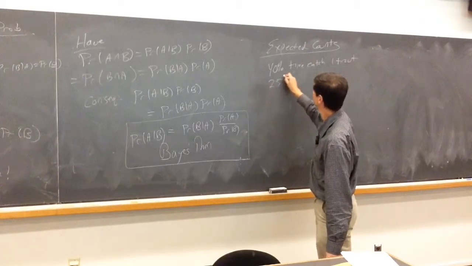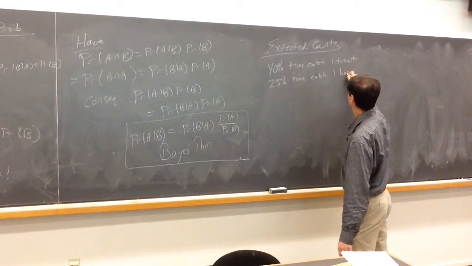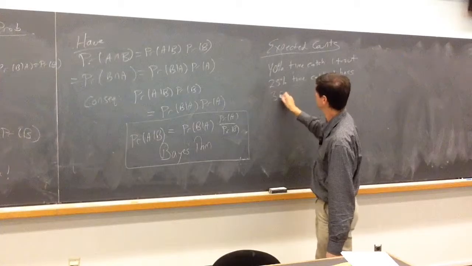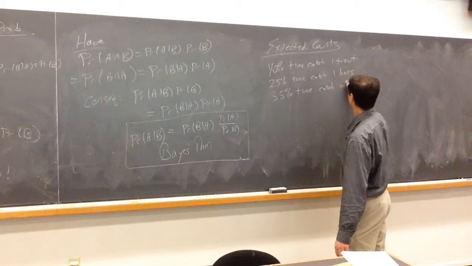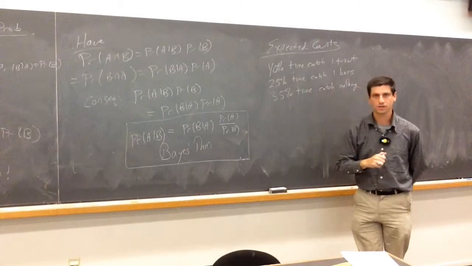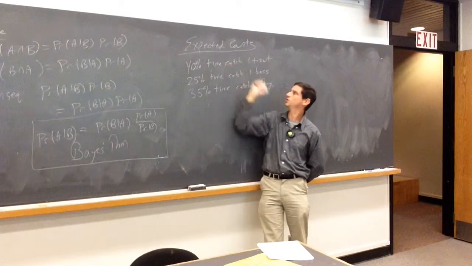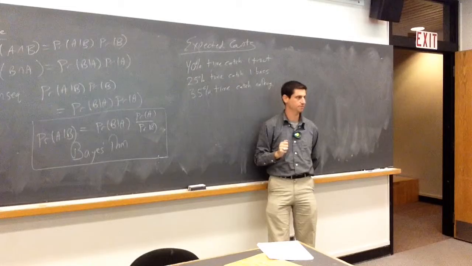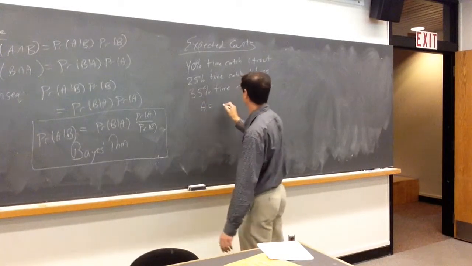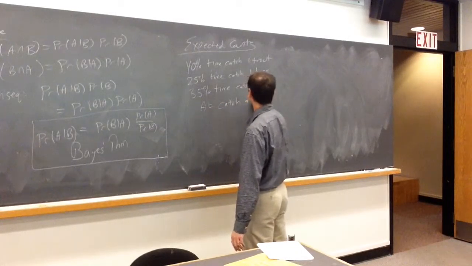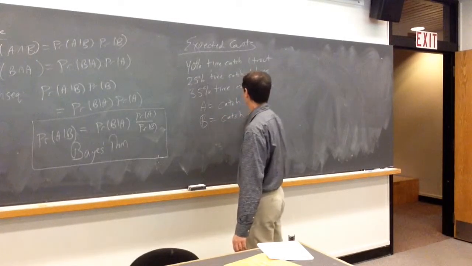25% of the time we catch one bass, another type of fish. And then I think 35% of the time we catch nothing. OK? So one of three things happens when we go fishing. We either catch one trout, we catch one bass, or we catch nothing. So let's let A be the event that we catch a trout, and B be the event we catch a fish.